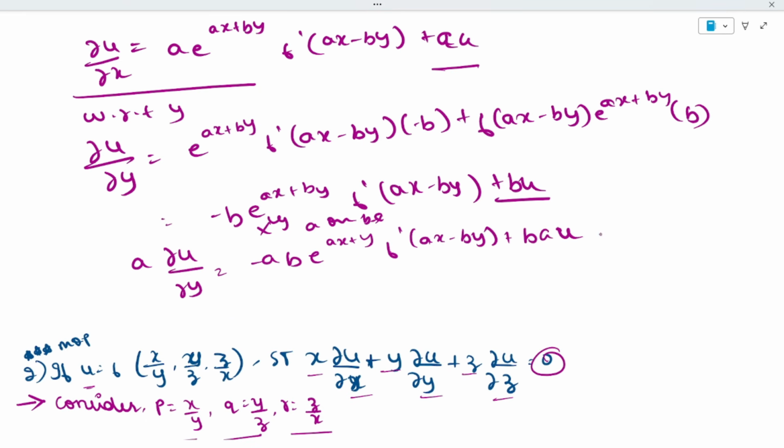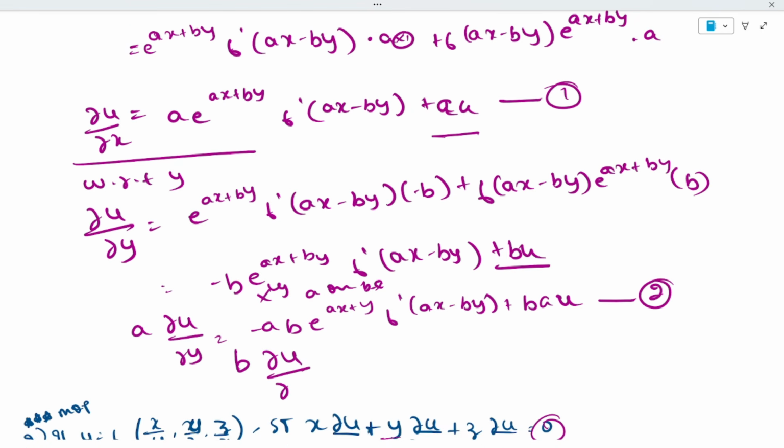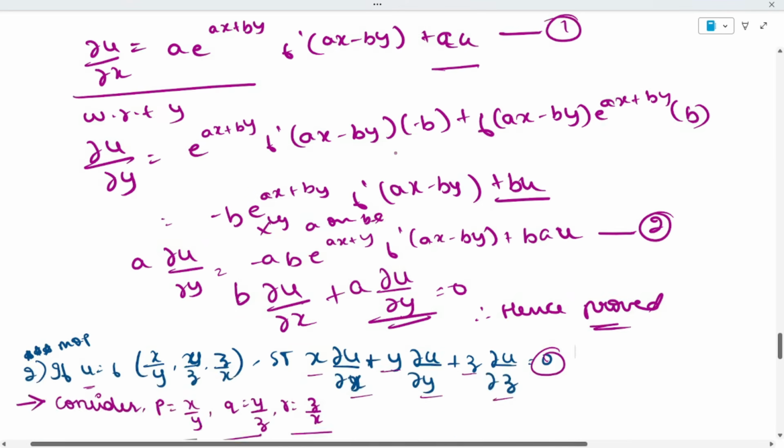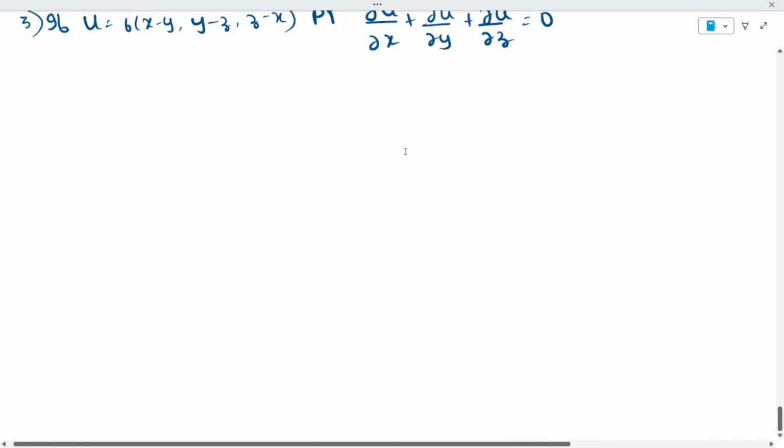Now if you add this, consider this as equation 2, and this as equation 1, and if you add them, you will get b into del u divided by del x plus a into del u divided by del y will be equal to 0. Hence proved. This is what you wanted. Okay, now the next question, the third question, which is being repeated, we will be seeing.